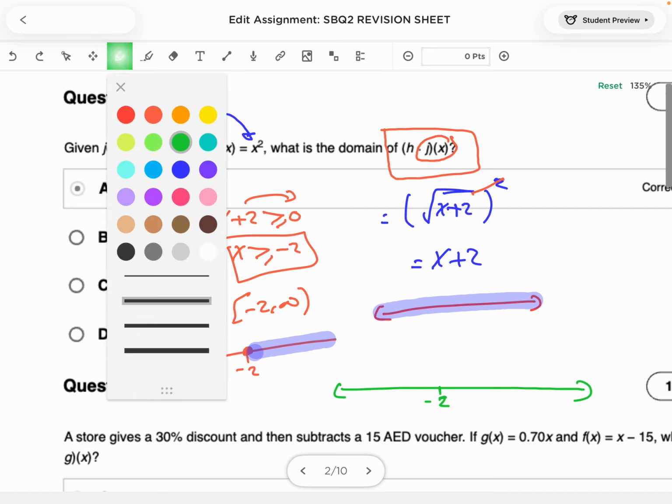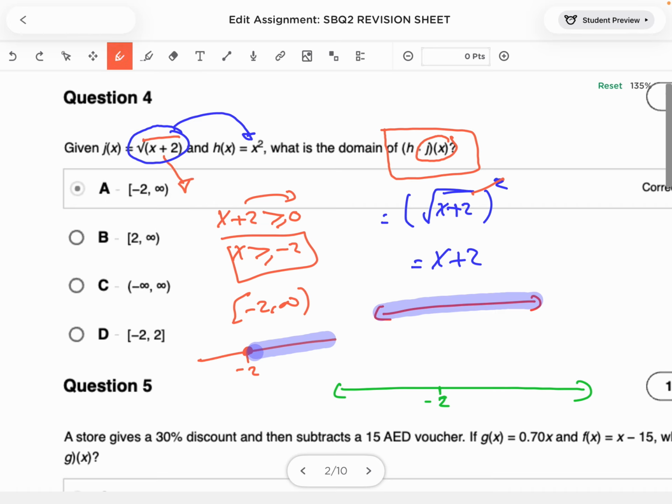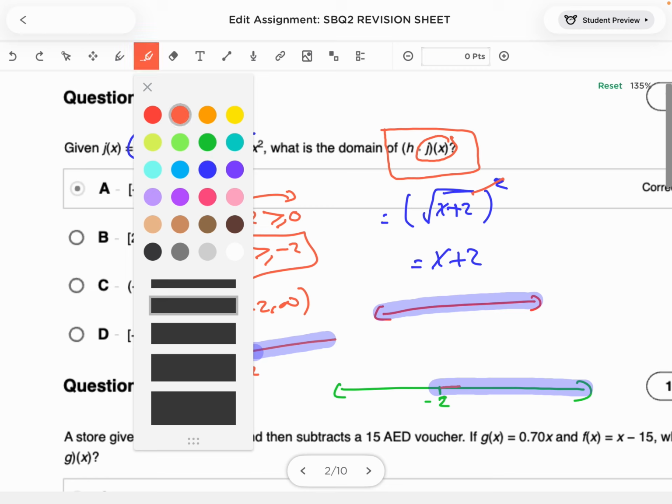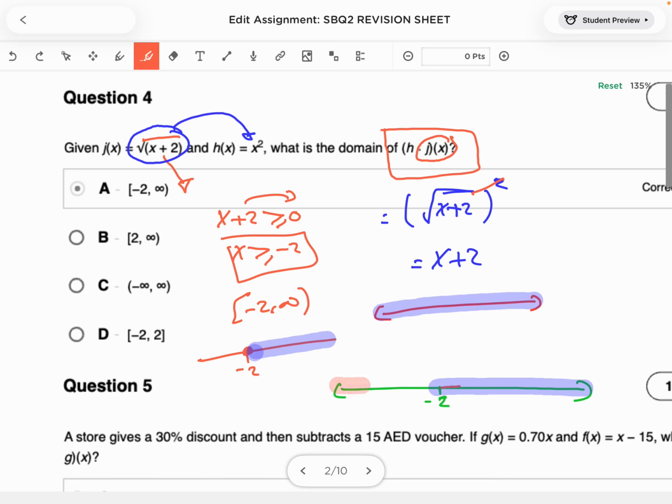this is negative 2. The first function, we are considering the values from negative 2 to infinity. And the second one, we are taking the values from negative infinity to infinity. So we can see that the common shaded area is here, which is from negative 2 to infinity.